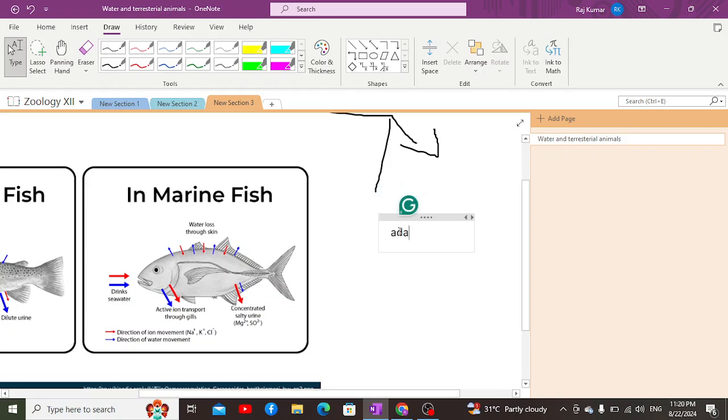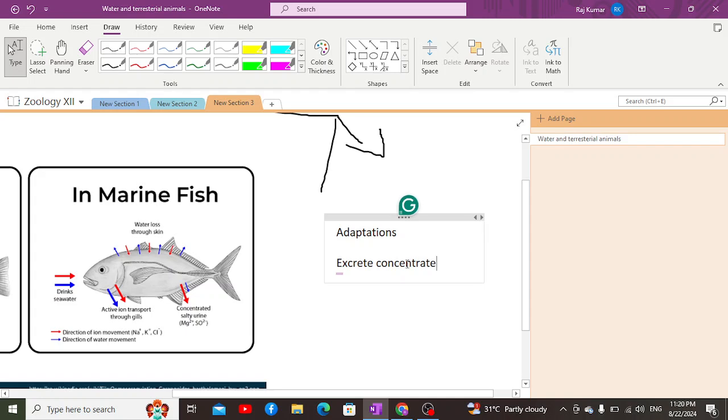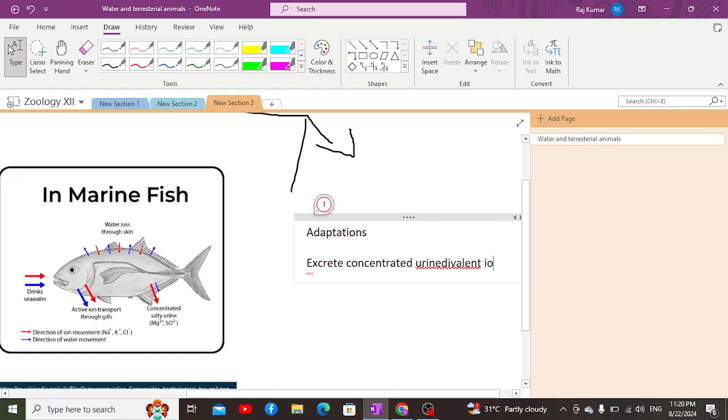But in order to sustain themselves in such an environment, what adaptations do they possess? Number one, marine animals excrete concentrated urine, which has a high concentration of salts, particularly divalent ions, because divalent ions are less attracted towards water, due to which they are unwanted in the body. And secondly, they drink a lot of seawater.